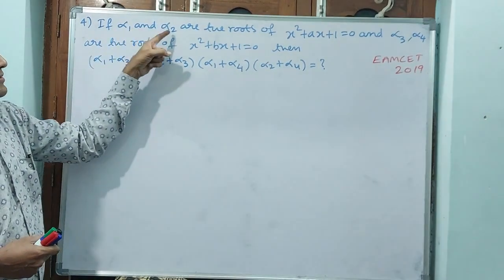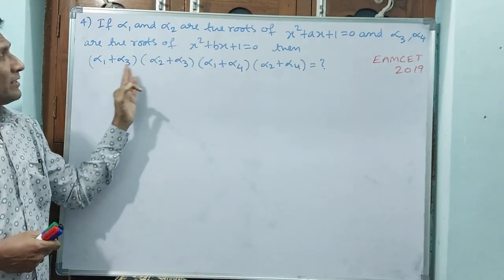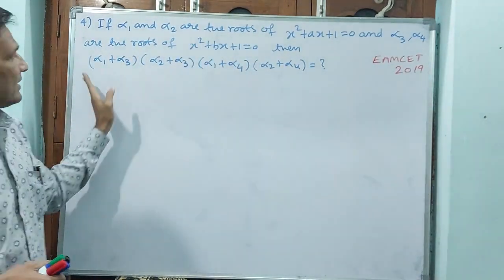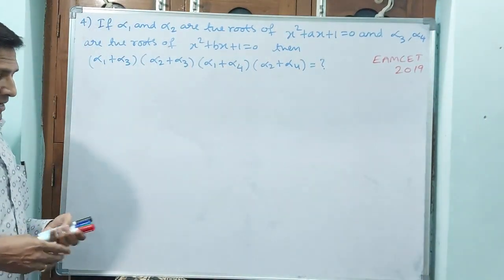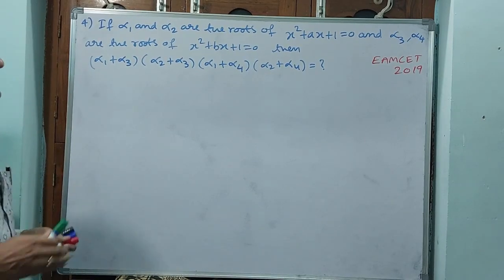See, alpha 1 plus alpha 2 we can directly find, but alpha 1 plus alpha 3 they are asking. Alpha 2 plus alpha 3 they are asking. Alpha 1 plus alpha 4 they are asking. Like that, multiplication they are asking. Okay, a little bit tricky. Unless you observe carefully, you are unable to do this question. See how I am proceeding with this.